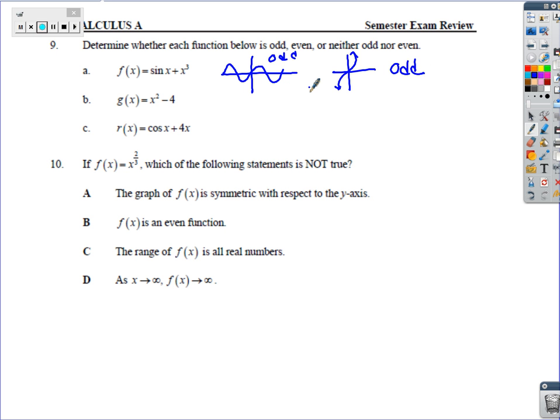X squared minus 4, x squared, you drop it down 4 units. So it's symmetric with respect to the y-axis. So this is even. Cosine function is even, but 4x is an odd function, so this is neither.